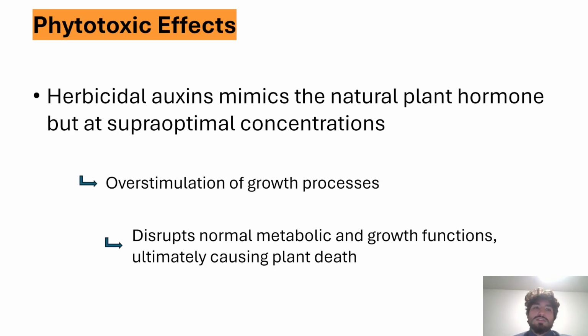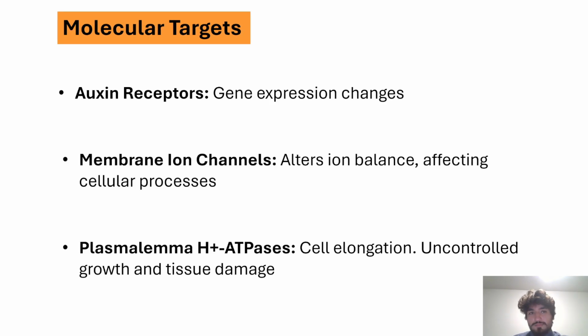All right, and here are some of the phytotoxic effects of the auxin herbicides. The herbicidal auxins mimic the natural plant hormone but at a supraoptimal concentration, which leads to overstimulation of growth processes and disrupts the normal metabolic and growth functions, causing plant death, right?